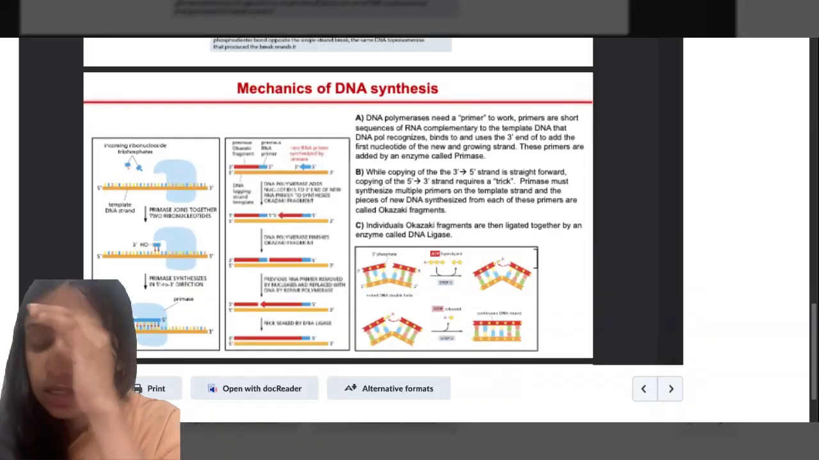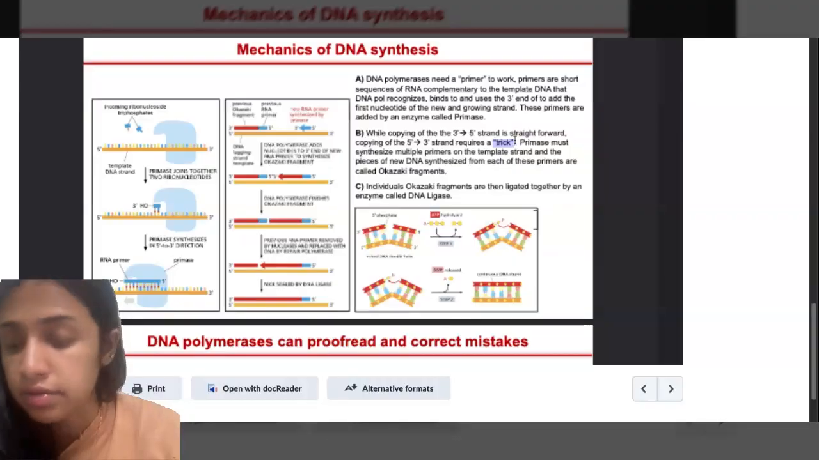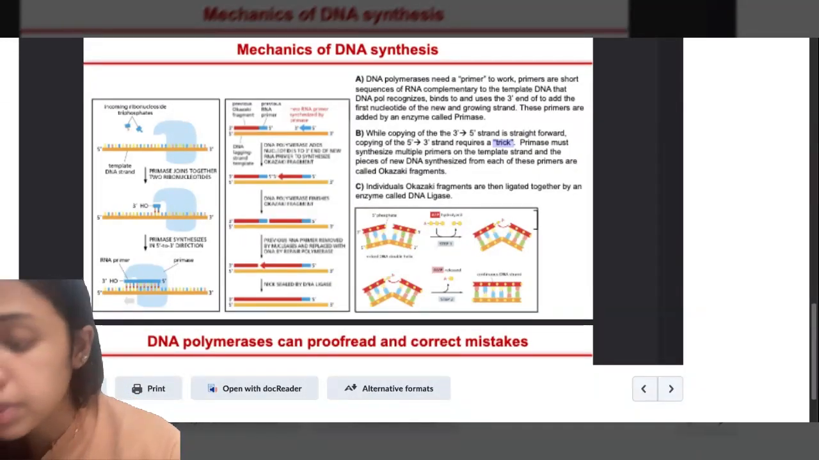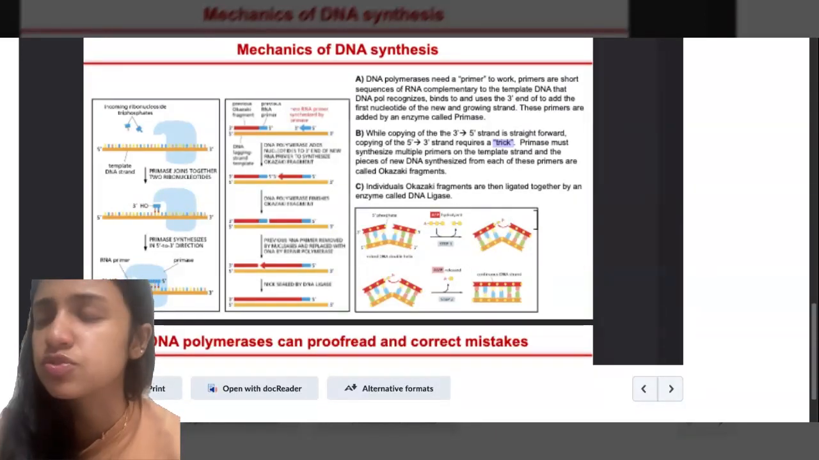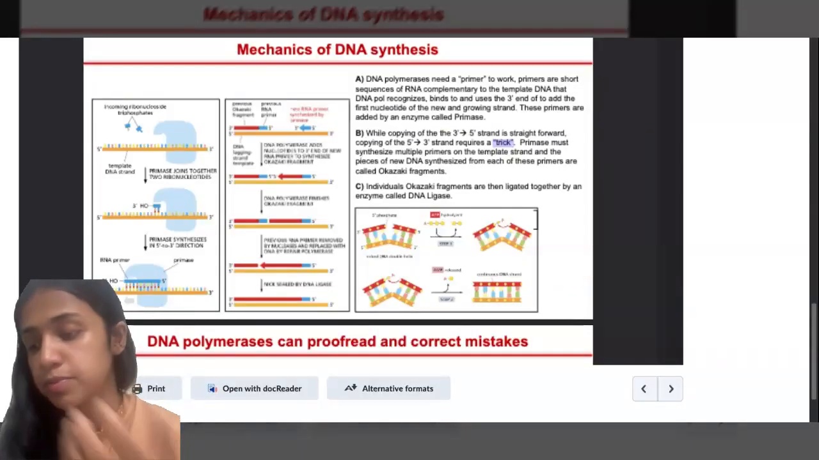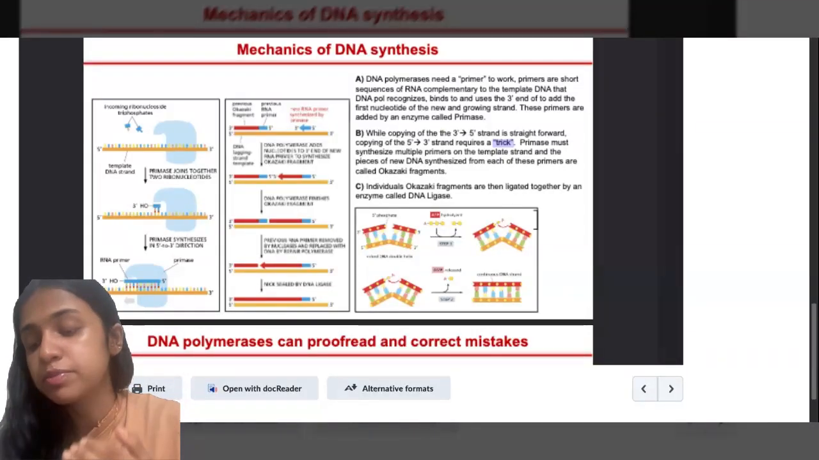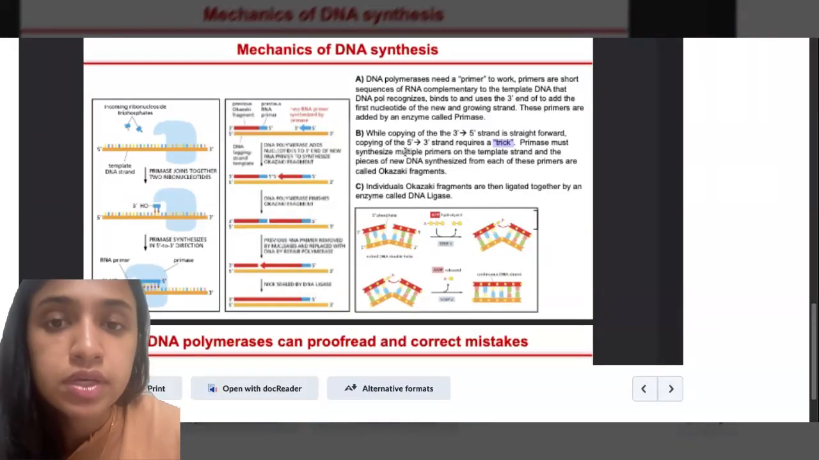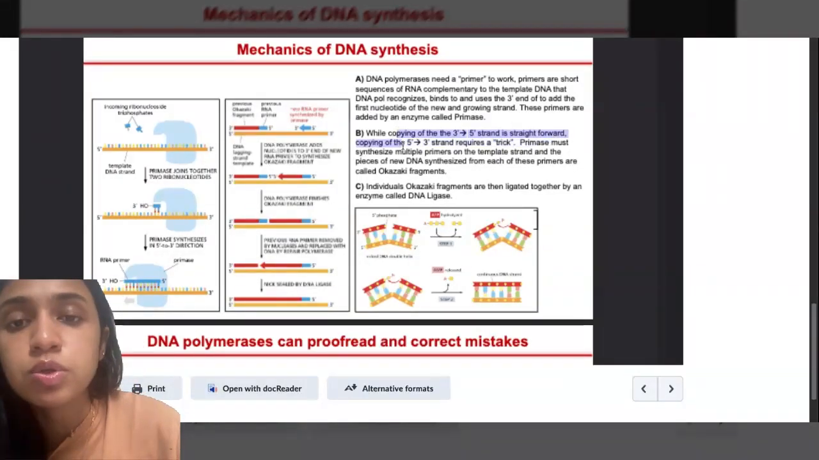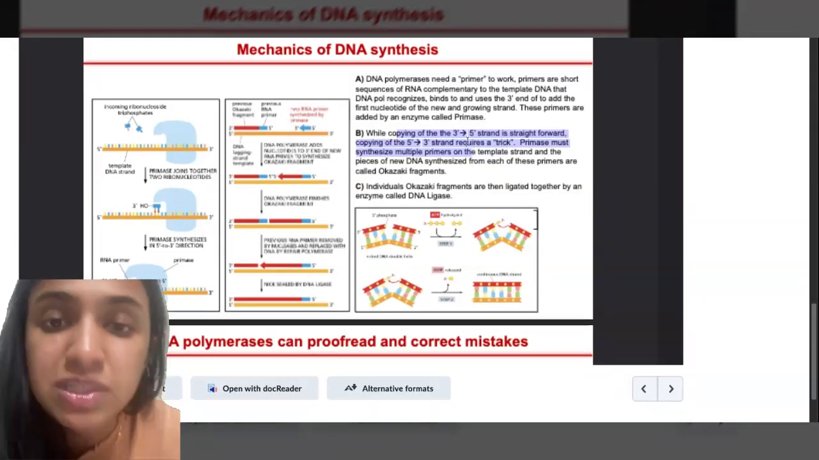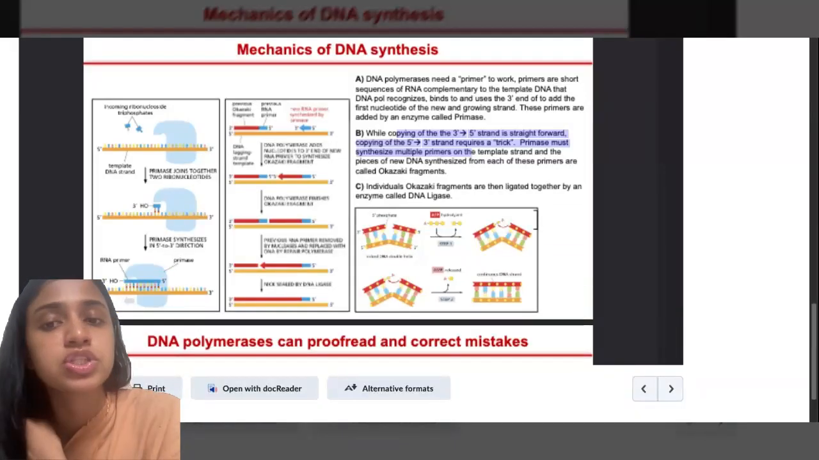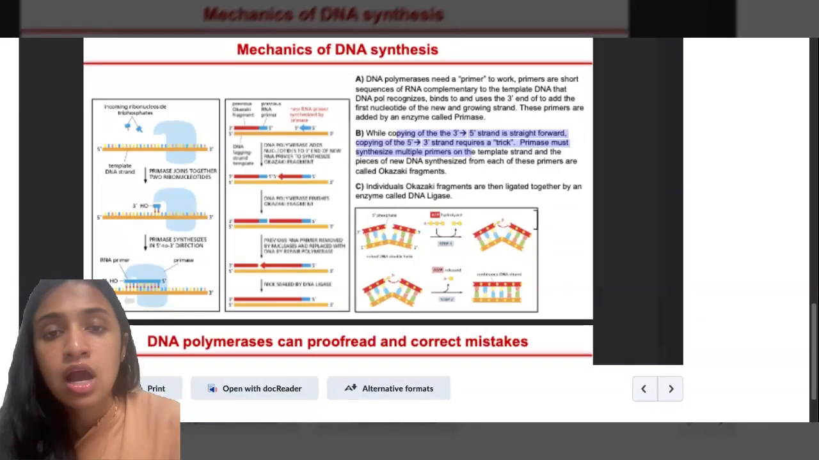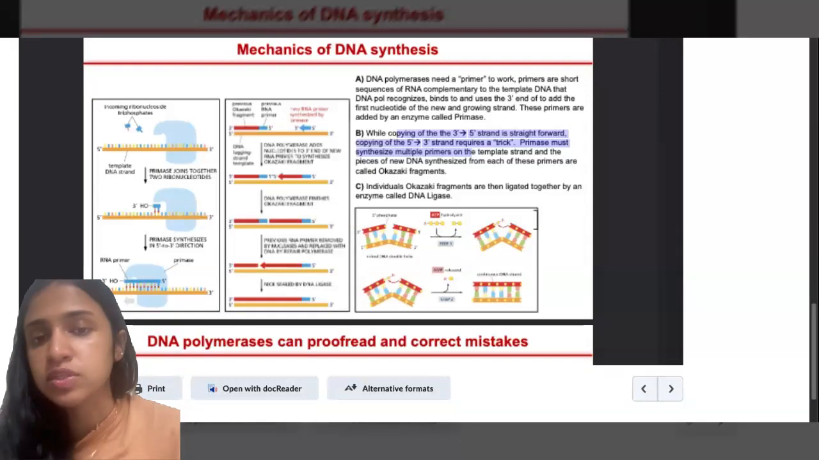Then comes DNA polymerase. In the second step, it reads 3' to 5' but synthesizes new DNA. We know that synthesizing is always 5' to 3'. Reading is 3' to 5'. It adds nucleotides only to the 3' end. So DNA polymerase always synthesizes DNA 5' to 3'. While copying the 3' to 5' strand is straightforward, copying 5' to 3' requires a trick. Primase must synthesize multiple primers on the template strand, and the pieces of DNA synthesized from each primer are called Okazaki fragments. Individual Okazaki fragments are ligated together by an enzyme called DNA ligase.